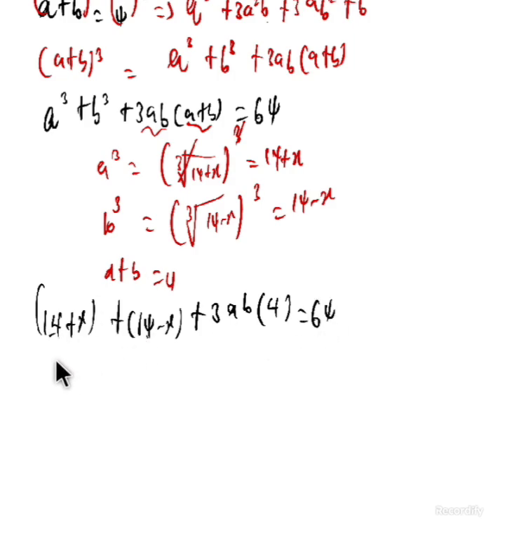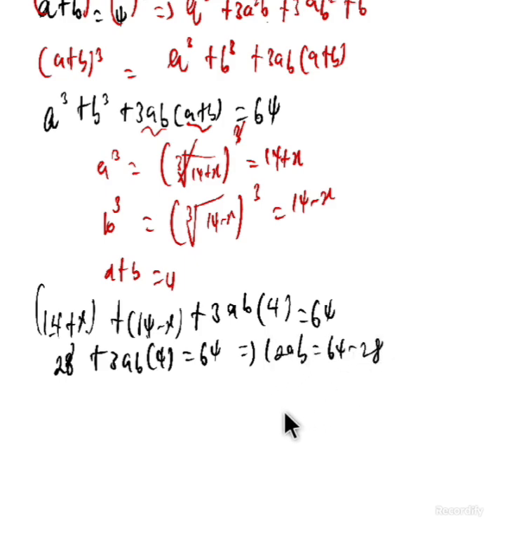So 14 plus 14 gives us 28. Then x minus x is 0, so we have 28 plus 3ab into bracket 4 is equal to 64. Then we collect like terms: 3 times 4 gives us 12, so 12ab is equal to 64 minus 28. What is 64 minus 28? That gives us 36. So 12ab is equal to 36. Then we divide both sides by 12, so ab is equal to 36 divided by 12, which is 3.